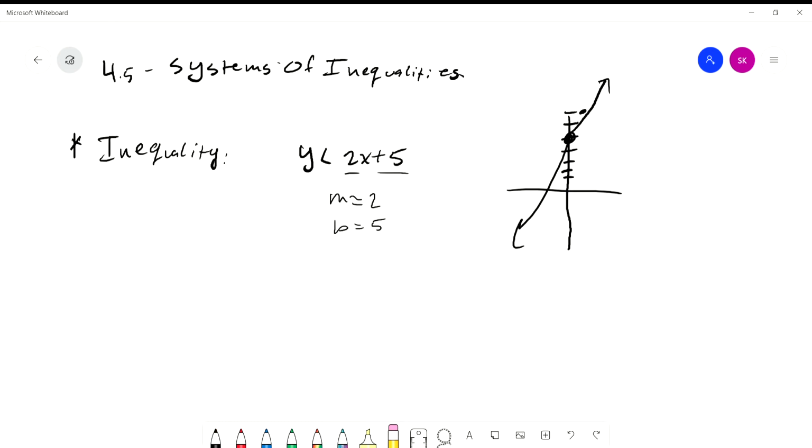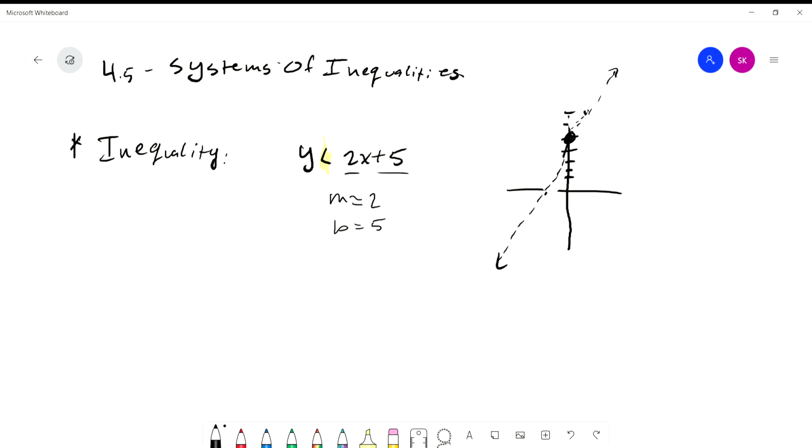And because it's a strict inequality, that means I'm going to have a dotted line. So I'm going to come back here. Oh, that's a very big eraser. All right. Dot this line. Dot, dot, dot, dot, dot, dot. Oh, that's even worse than the solid line. But it's a dotted line because of the strict inequality.